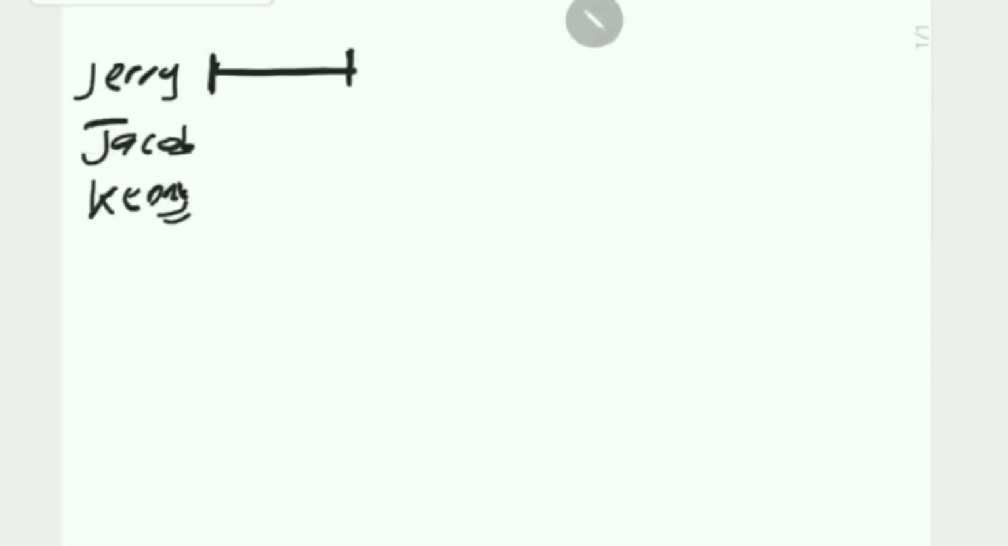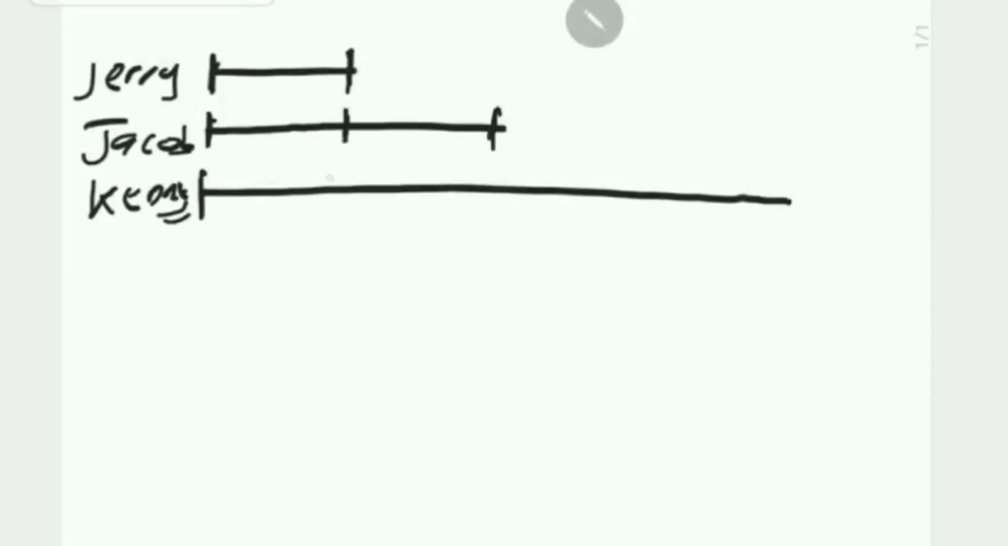Jacob had twice as many as Jerry, so we have 2 units for Jacob because he had twice as many as Jerry. Kenny had 3 times as many as Jacob, so we have 6 units for Kenny. 6 units for Kenny. We have 1, 2, 3, 4, 5, and 6.